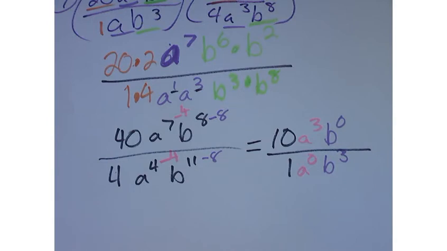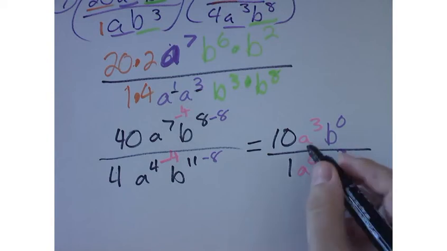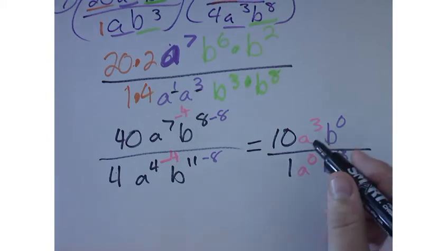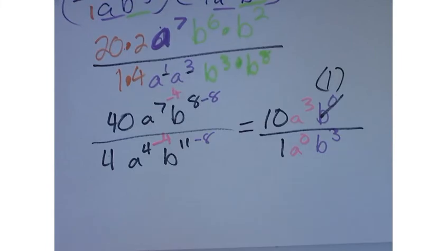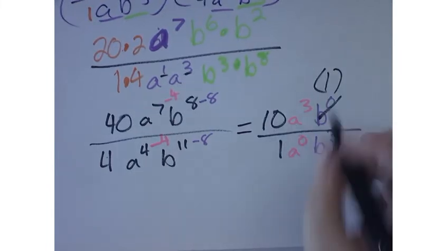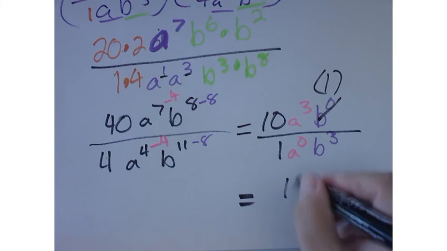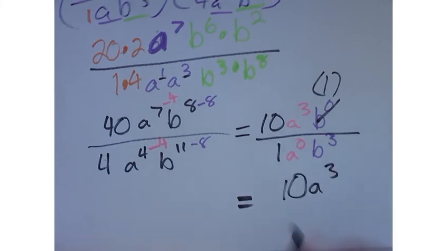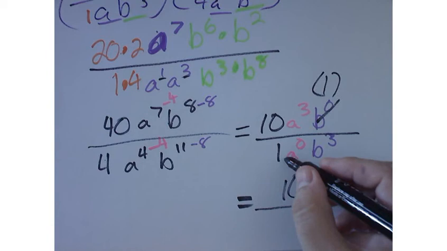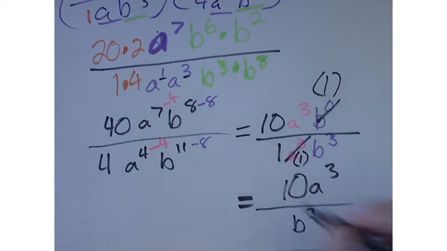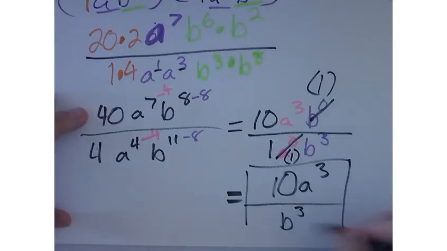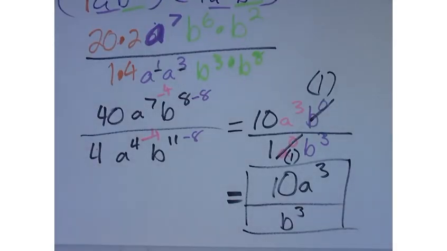What is 10 times a to the 3rd times b to the 0? Really, what's b to the 0? It's not nothing. It's 1. Right? Anything raised to the 0 power is 1. So we have 10 times a to the 3rd times 1, which is really 10a to the 3rd, isn't it? Now what's a to the 0? 1. So I have 1 times b to the 3rd, or just b to the 3rd. Any questions? That is the answer.